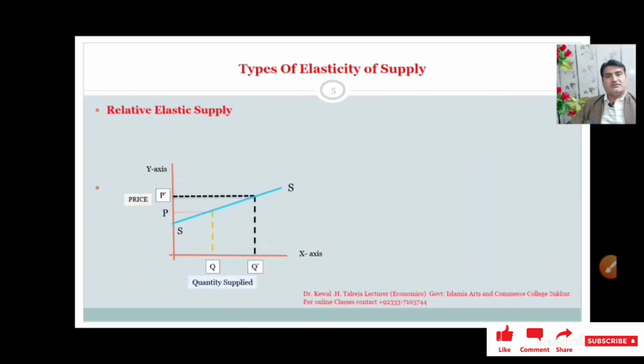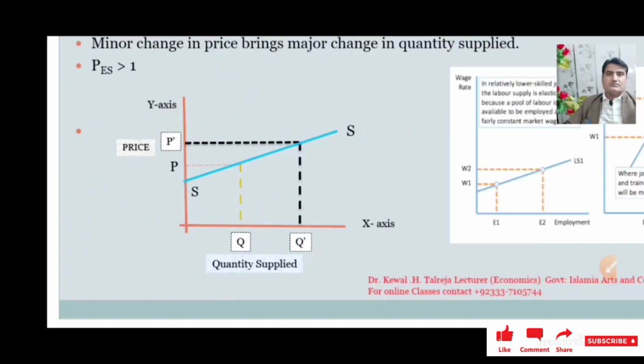The relatively elastic supply. The relatively elastic supply states that a minor change in price brings a major change in quantity supplied. In case of relatively elastic supply, the price elasticity of supply is greater than 1. When the price is OP, the quantity supplied is OQ, and when the price increases from OP to OP dash, the quantity supplied increases from OQ to OQ dash.